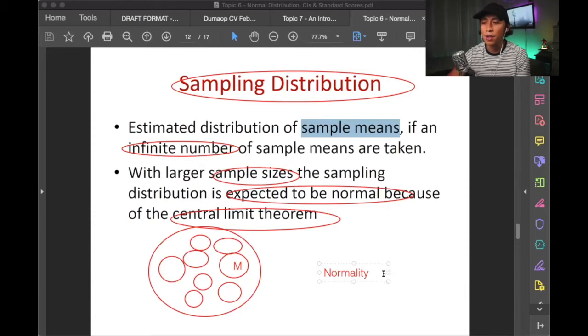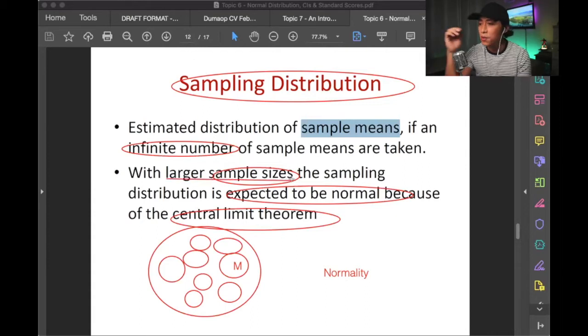However, when we talk about normality, we're not really referring to the normality of the distribution of the data. What we are referring to is the normality of the sampling distribution. And we can assume that the shape of the sampling distribution is normal when we have a larger sample size.